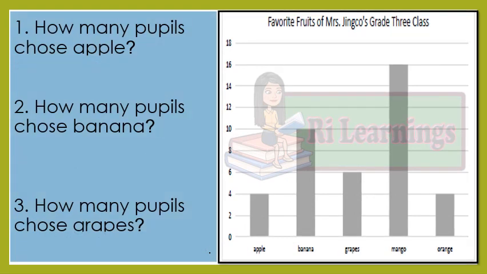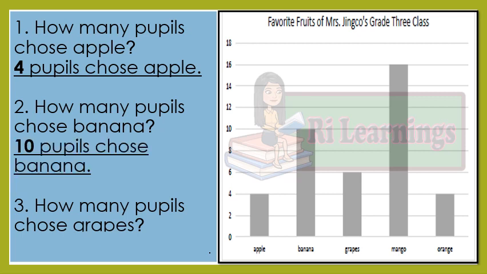1. How many pupils chose apple? 4 pupils chose apple. 2. How many pupils chose banana? 10 pupils chose banana. 3. How many pupils chose grapes? 6 pupils chose grapes.